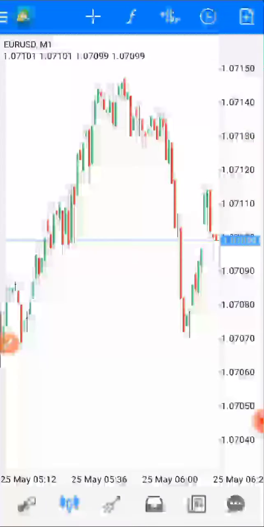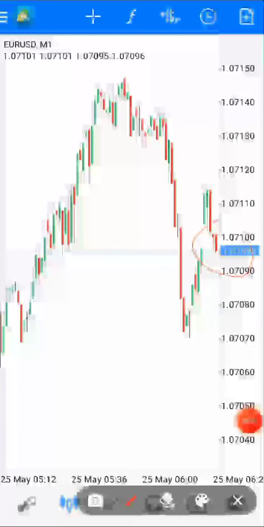So what does this time frame actually mean? It means that this candle now that is forming, after it opens, and after 60 seconds, that is 1 minute, it closes, another one will open. After 60 seconds it closes, another one will open.